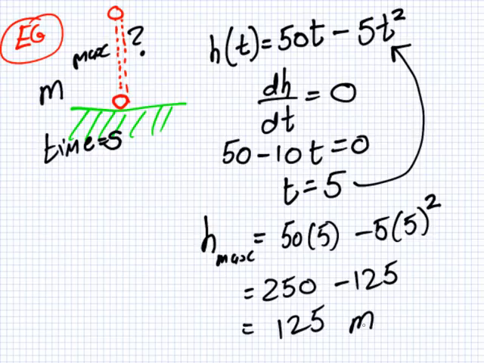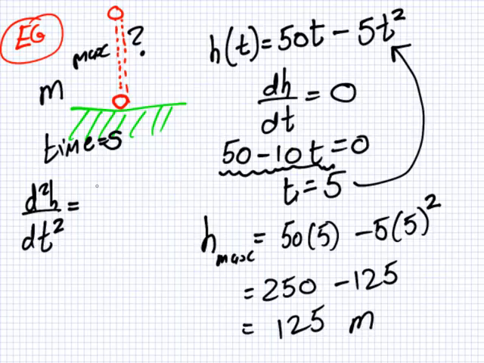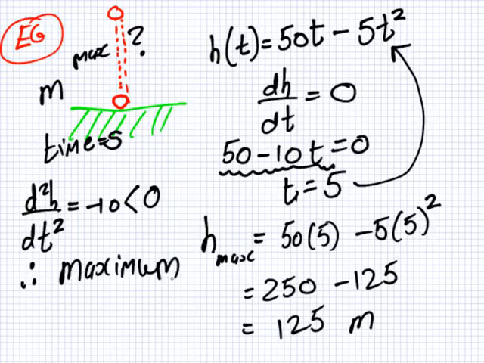Now that's not quite finished. I still need to show that it is a maximum. So how can I show it is a maximum? Second derivative. So what's the second derivative here? So what's the derivative of this? This is the first derivative. Minus 10, which is negative, which makes it therefore maximum. So you've shown that this is the maximum height.